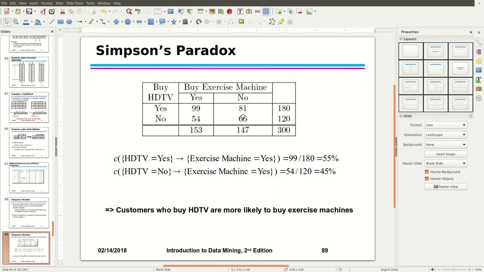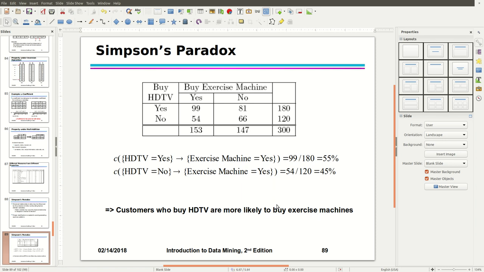In the case of when you buy it, it is more likely, right? You will say more yes than no. In the case of no, then you will say more no than yes. So it is almost 55 to 45% confidence. So these are confidence numbers. So from there you can say that if you buy HDTV, you are more likely to buy an exercise machine.